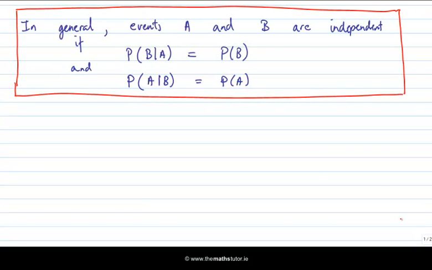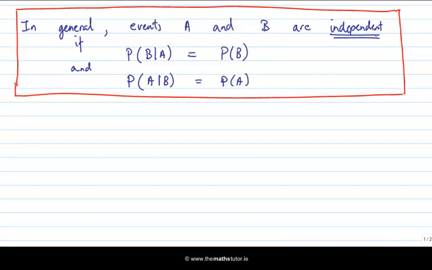So in general, if we have two events A and B, we say that they're independent, let me underline that word there, if the conditional probability of B given A is the same as the probability of B. In other words, whether or not A happens does not affect the likelihood of B. And the probability of A given B is equal to the probability of A. In other words, whether or not B happens does not affect the likelihood of A. So that's one way to say what independence means.